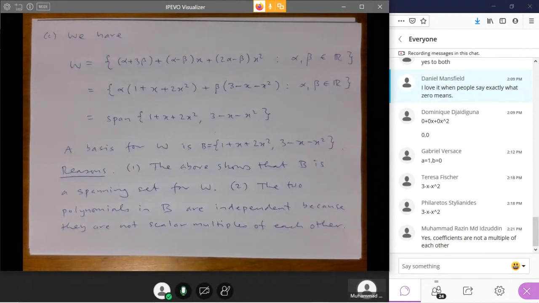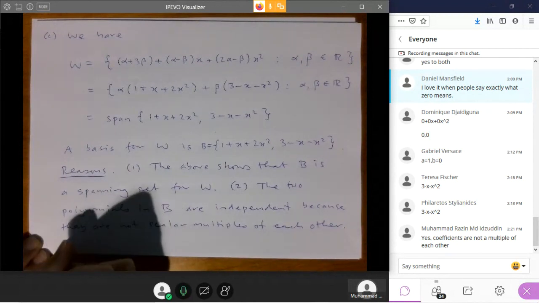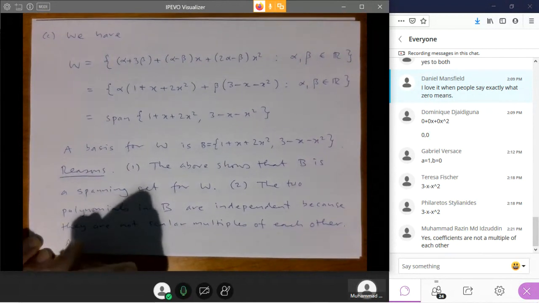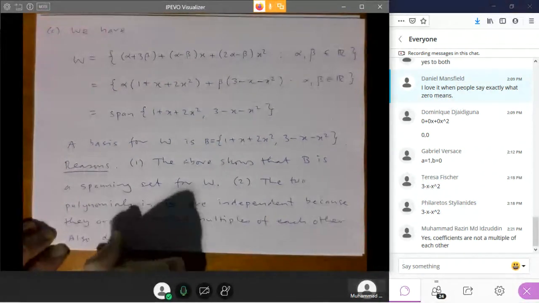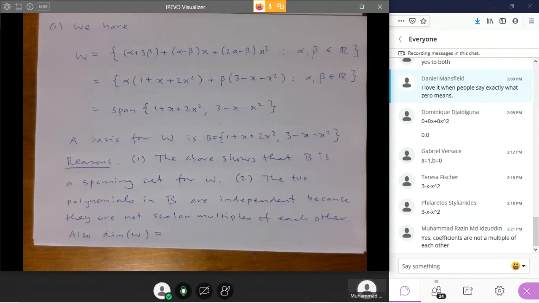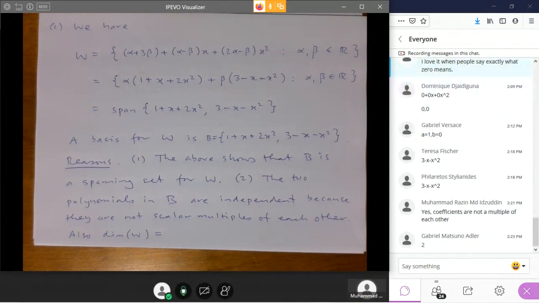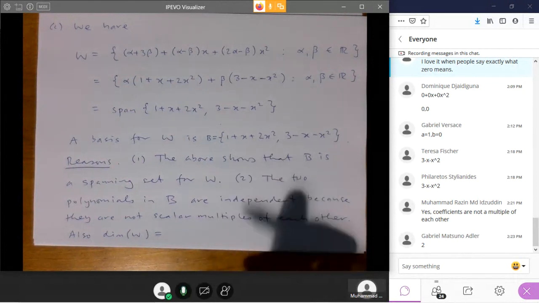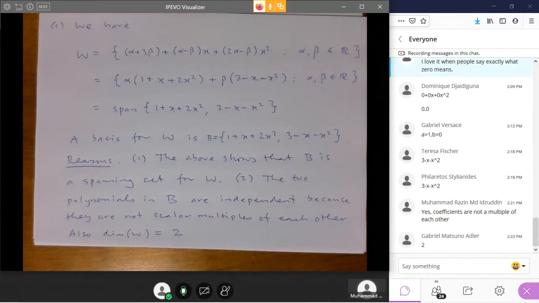Okay, and finally, state the dimension of W. So anybody like to type up a number or say a number? 2, yeah, basically, thanks, Gabriel. Yeah, so basically all you have to do is know what dimension means. It means the number of vectors in a basis. In this case, it's the number of polynomials in a basis, and we've got a basis and it's got 2 polynomials in it.